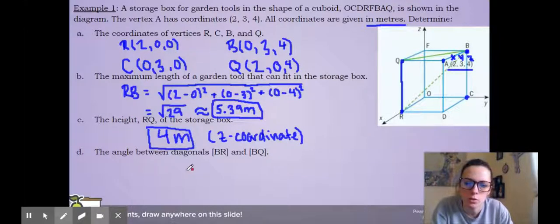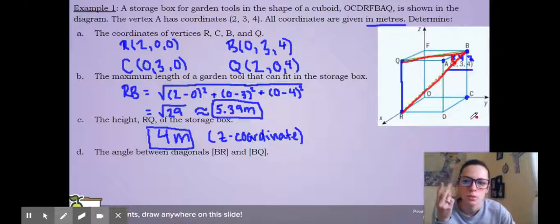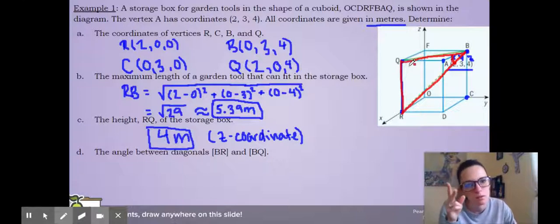Finally, letter D, the angle between diagonals BR and BQ. So we're looking at the diagonal from B to R and B to Q, that green line that they've drawn in the diagram. So we're asked to find this angle. Note that we have already found the distance from R to B, found that in part B. We just identified the height of the storage box from R to Q. And if you think about it again, hard to tell from the diagram, but in this triangle, R to Q and the Q to B line meet at a 90-degree angle.